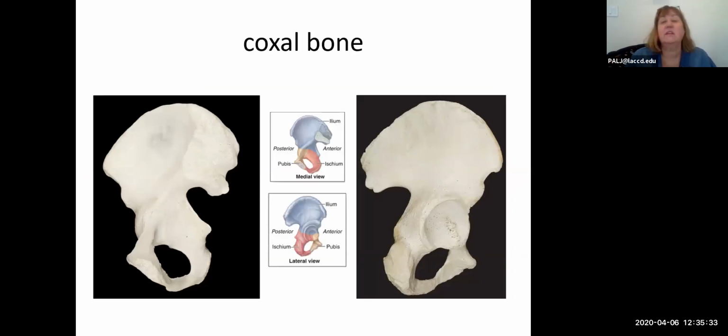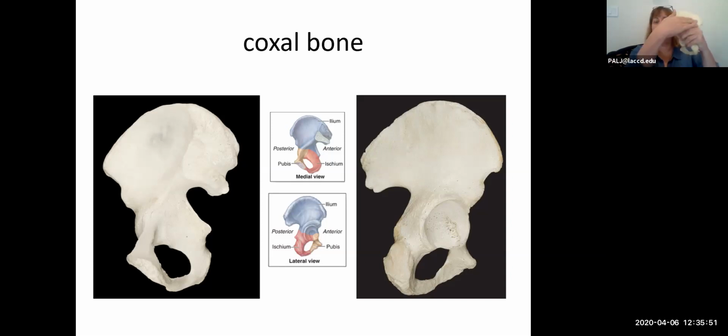This is a lab video, and specifically we're going to be talking about bony landmarks of the coxal bone. As you already learned previously, the coxal bone is made of three different bones: the ilium, the ischium, and the pubis, or the pubic bone. So we're going to start first with the ilium.